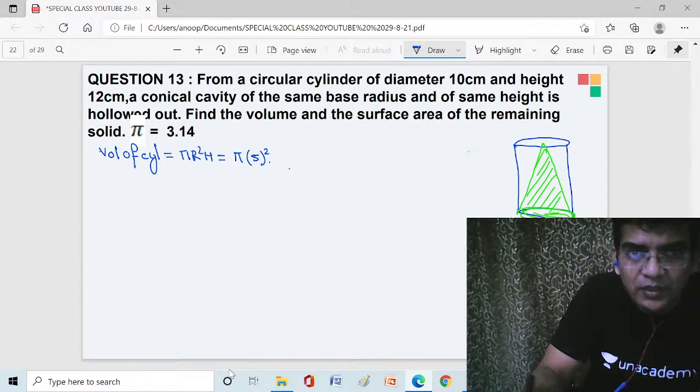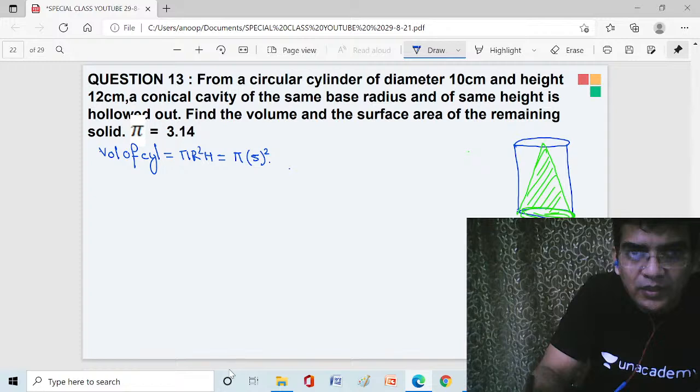Now we will calculate the volume of the cone. As the conical cavity was cut out, let's calculate the volume of the cone. 1 upon 3 pi r square h. Again, I'm not going to substitute the value for pi here. So it's 5 square. Radius is the same. Height is also the same. So this will give me 100 pi.